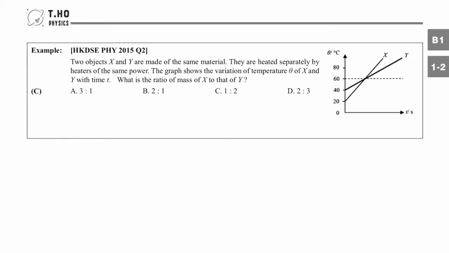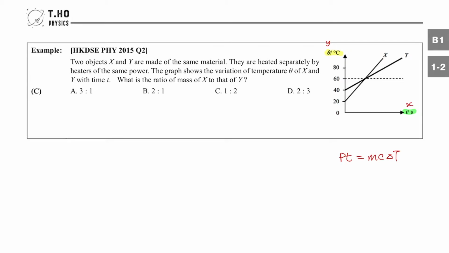DSE Physics 215 question 2. We are given a graph of temperature versus time, with temperature and time on the y-axis and x-axis respectively. Again, if we want to know the physical meaning, we start with the equation Pt = mcΔT.